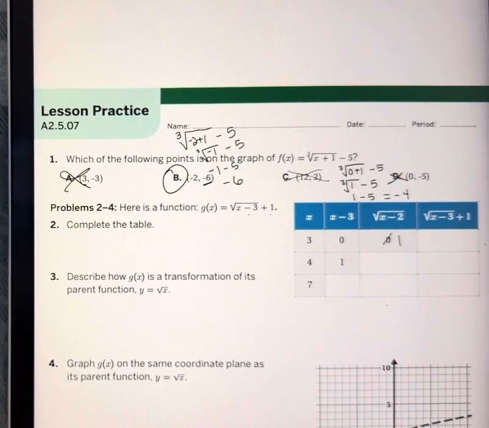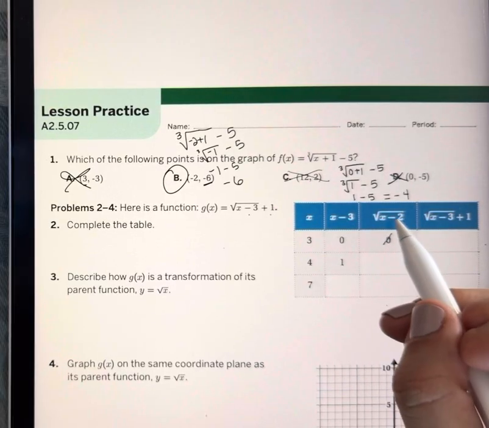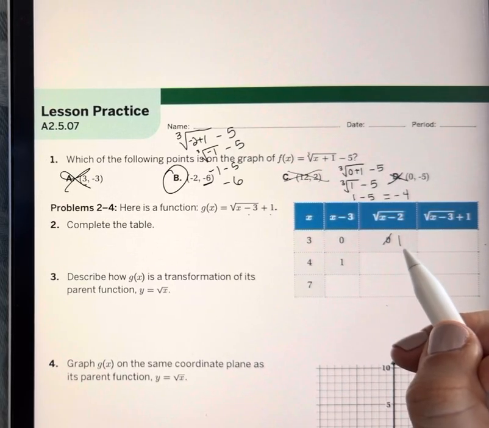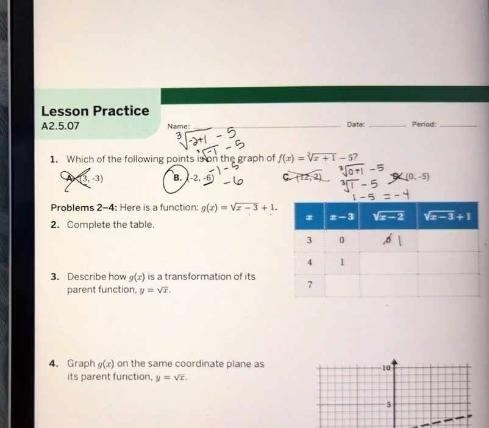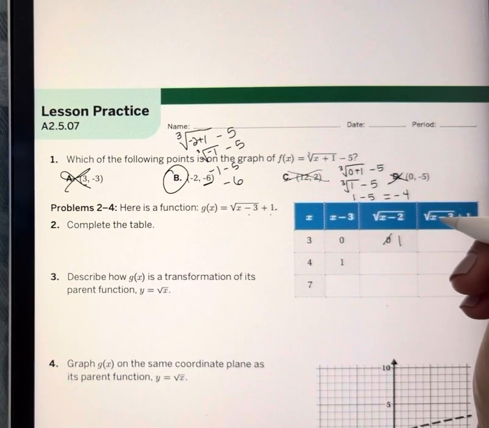Okay, I can only do this the way I understand. So I'm going to cross their 0 out and put a 1. 3 minus 2 is 1. The square root of 1 is 1. I think they made a mistake. Just saying. So then over here, if I were to plug a 3 in, 3 minus 3 is 0.